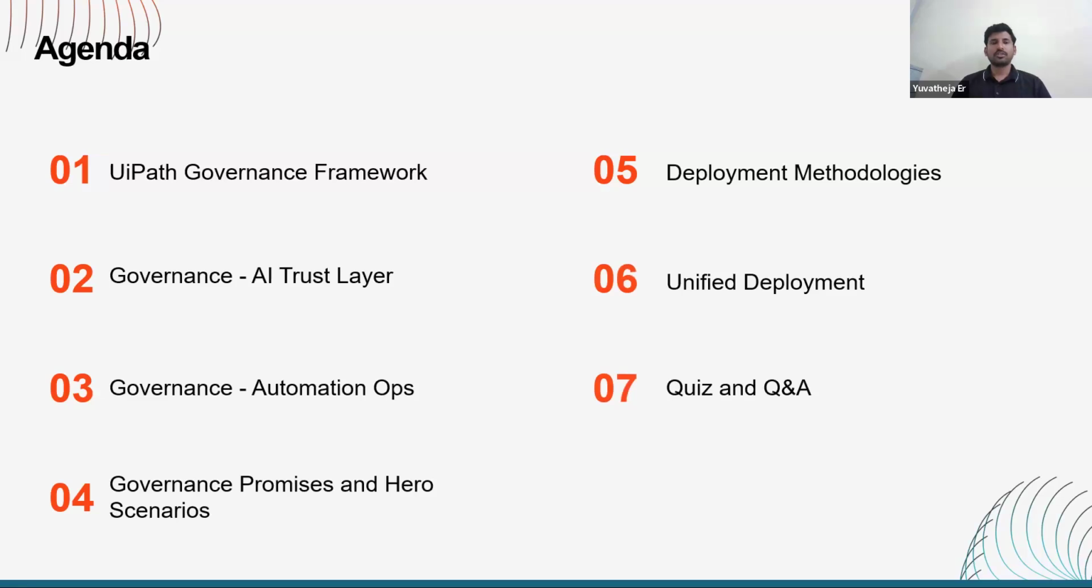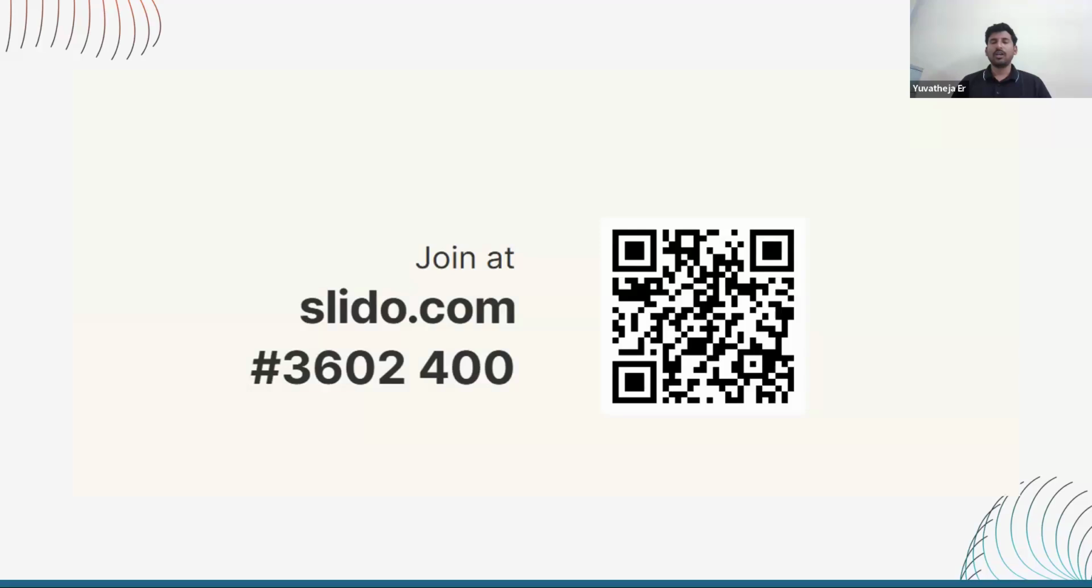So here is the agenda for this session. We'll first cover the UiPath governance framework, how governance works in terms of the different platform tools we have within the UiPath platform. We'll also discuss deployment methodologies, how you deploy your agents together with other LLMs or other third-party agents, and how you employ end-to-end automation using our Maestro platform. With that, we'll get into the session.